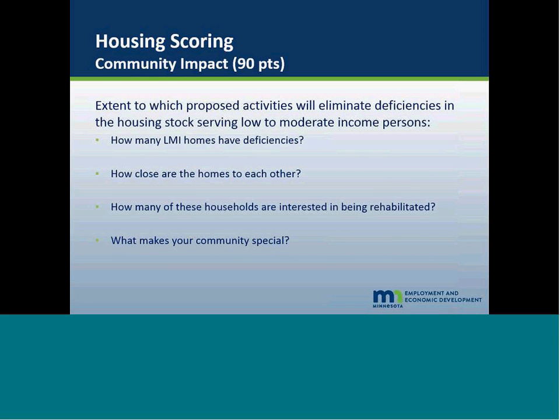The next category would be community impact, 90 points. So elaborate on the extent to which the proposed activities will eliminate deficiencies. You're focusing on how you're going to eliminate them. How many LMI homes have deficiencies? How close are the homes to each other? How interested are these households in being rehabbed, and your community's special circumstances? So there's a lot of research you want to do to get this information.